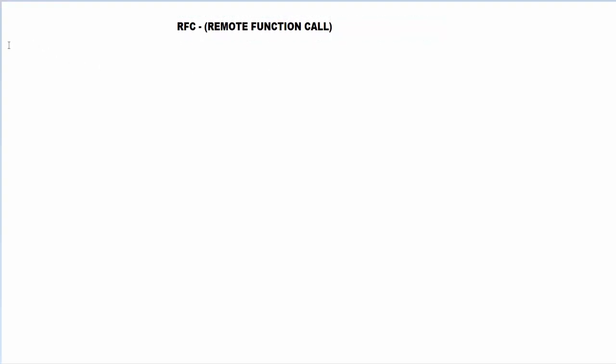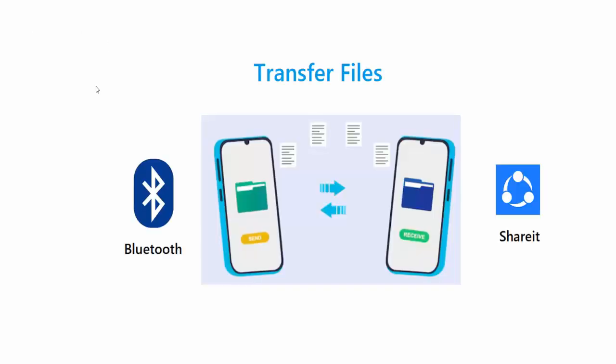For explaining this remote function call, I am taking an example: assume I want to send data from one mobile to another mobile. In previous days, and even these days, we use Bluetooth or the ShareIt application. For example, you have taken a picture of your friend and he wants that picture. How are we going to send it? Definitely you both should use one tool, no? So we send the image through Bluetooth or ShareIt.